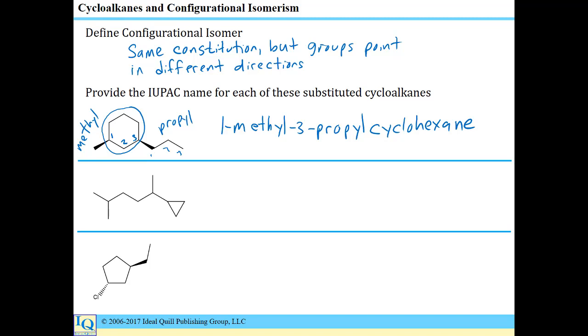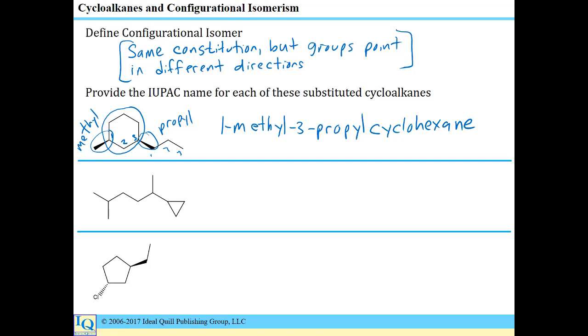But remember, we have to designate the configuration in cases where it's possible to have different configurational isomers. These two groups, the methyl and the propyl, they're coming off the ring both pointed towards us. But you could draw a structure where they're still attached to positions 1 and 3, but where one of them is pointing away and one's pointed towards us.